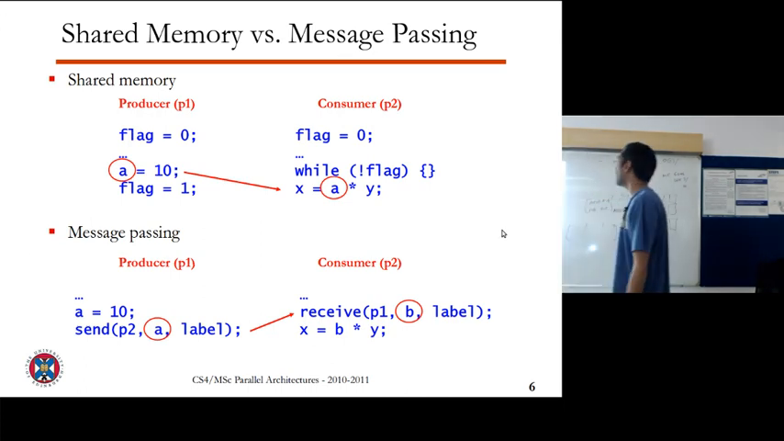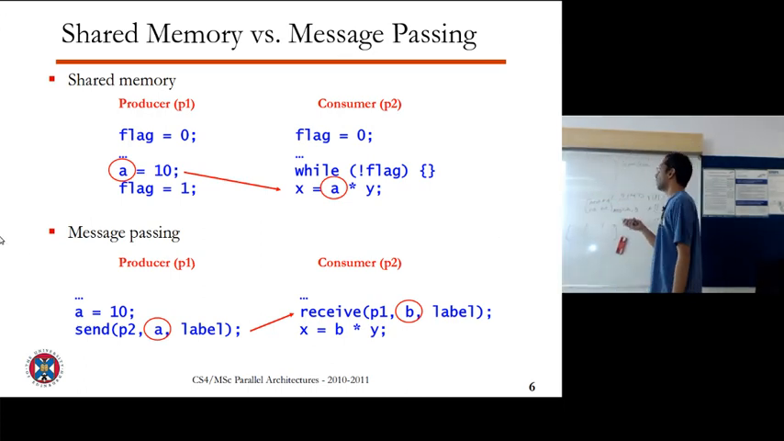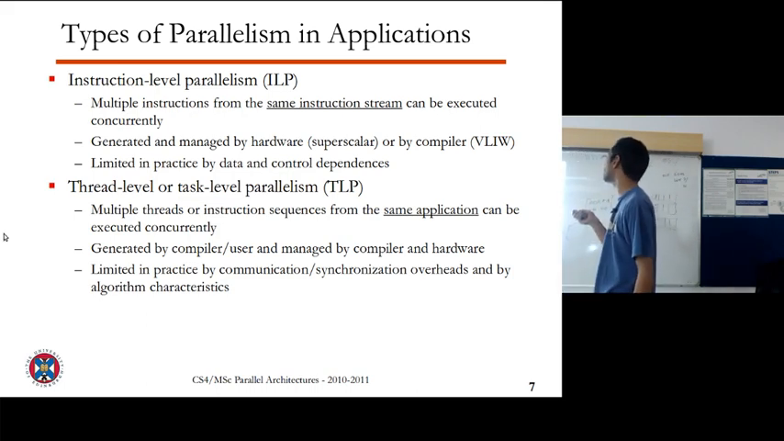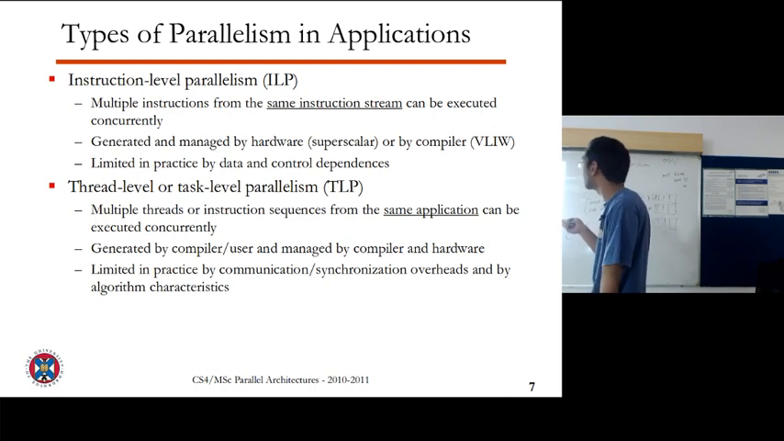Now, types of parallelism in applications. So one is what we said, instruction level parallelism, which we already spoke of. Multiple instructions from the same instruction stream can be executed concurrently, generated and managed by hardware (superscalar) or by the compiler, limited in practice by data and control dependencies.